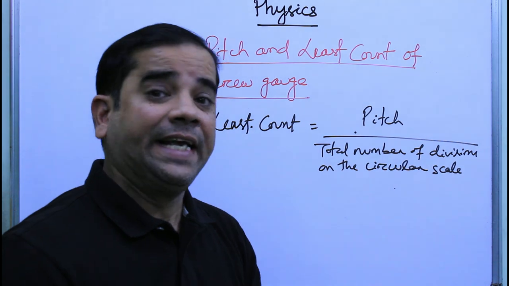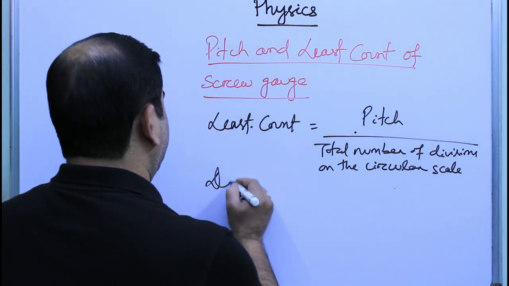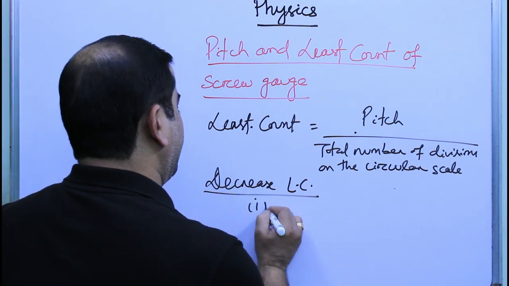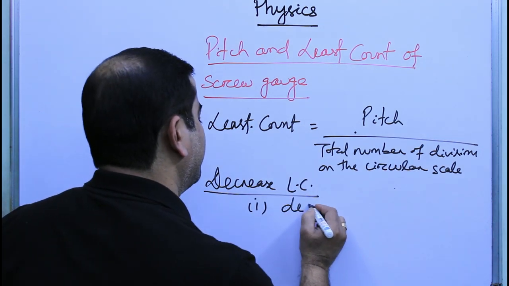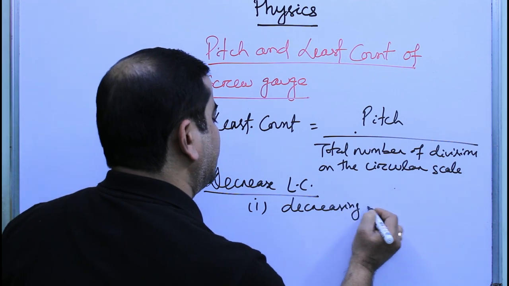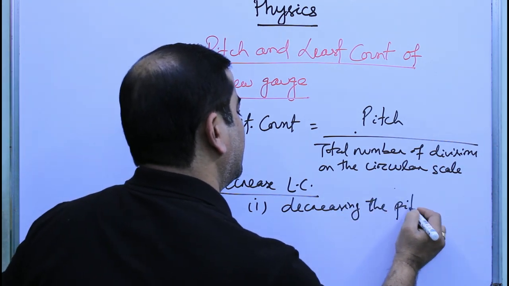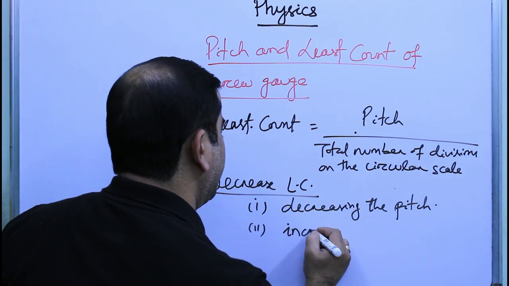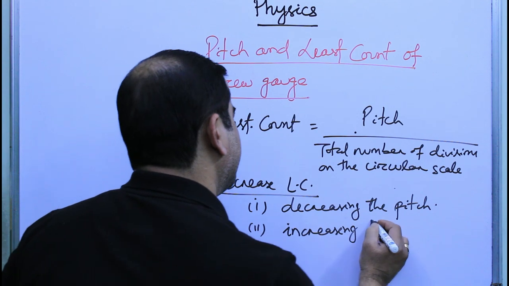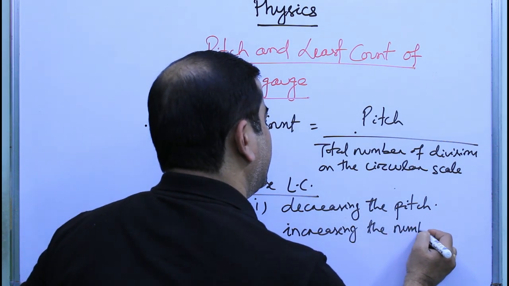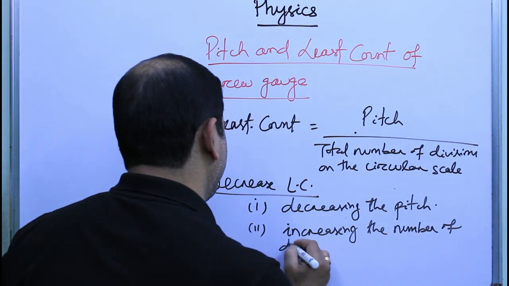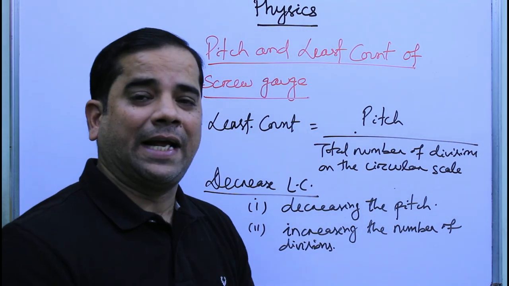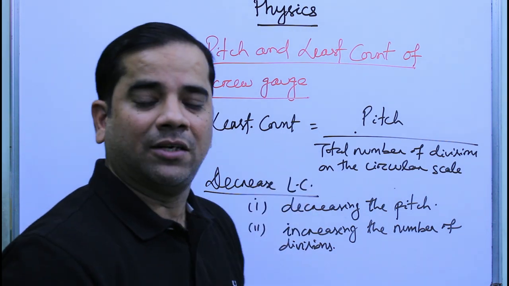So, how can we decrease the least count? We can decrease least count by decreasing the pitch and increasing the number of divisions. Okay, so let us take an example to understand this in a better way.